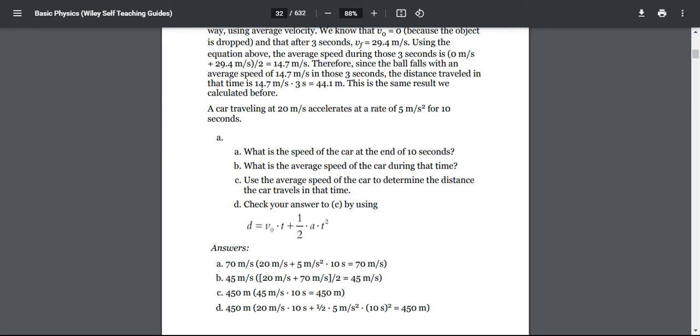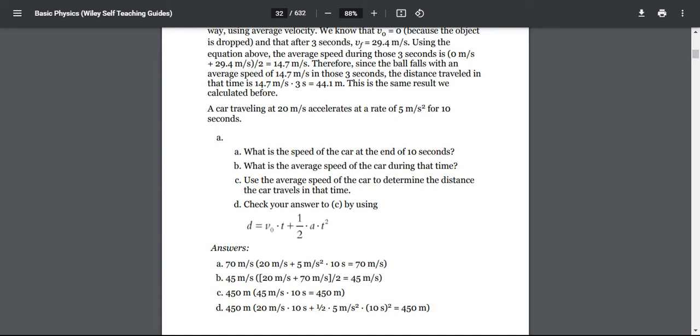So we are going to use the vf equation. The vf equation is vf equals v0 plus a times t. Here v0 is the starting speed, a is the acceleration, and t is the time. So let's put all of the values into our variables. v0 is the starting speed.